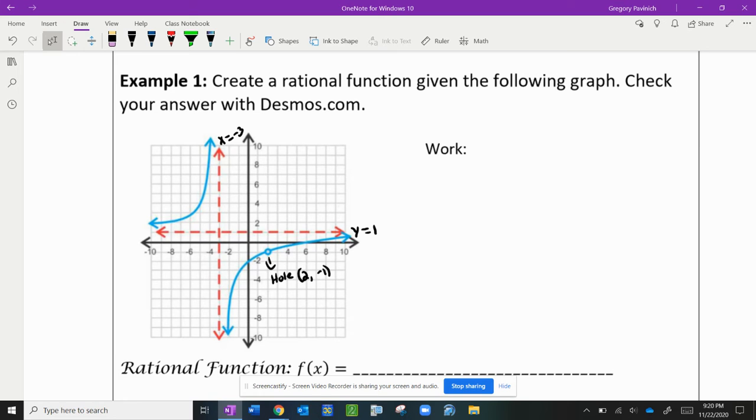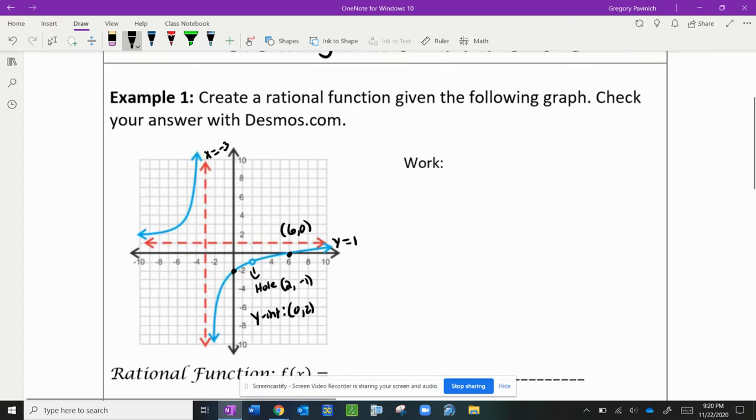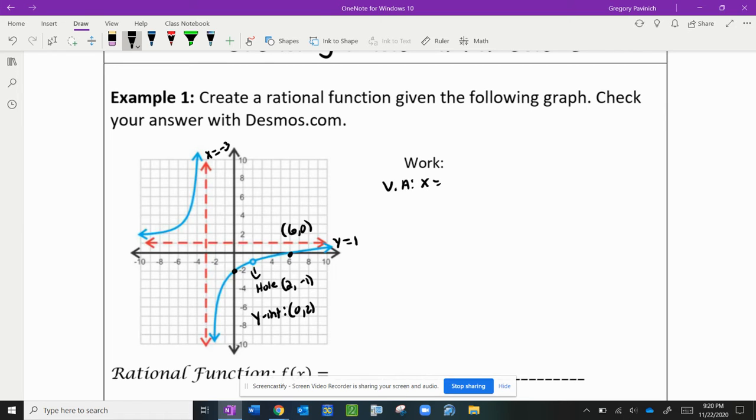I also have a y-intercept at 0, 2, and I have an x-intercept at 0. Okay, so the first thing that I know is I have a vertical asymptote, x equals -3. So I know I have an x plus 3 in the denominator.